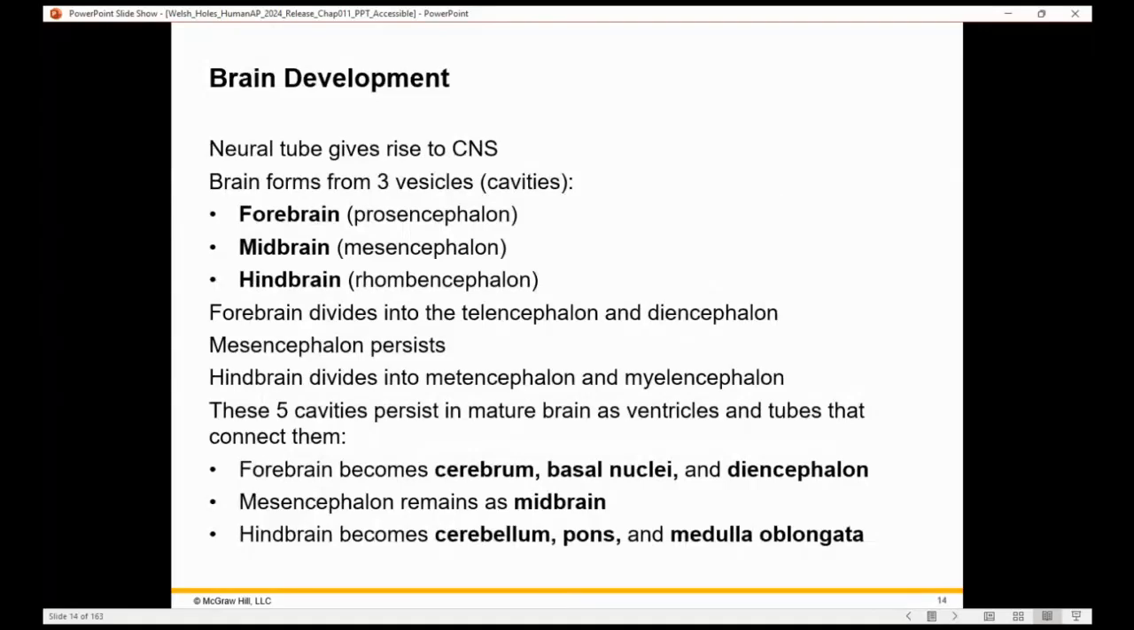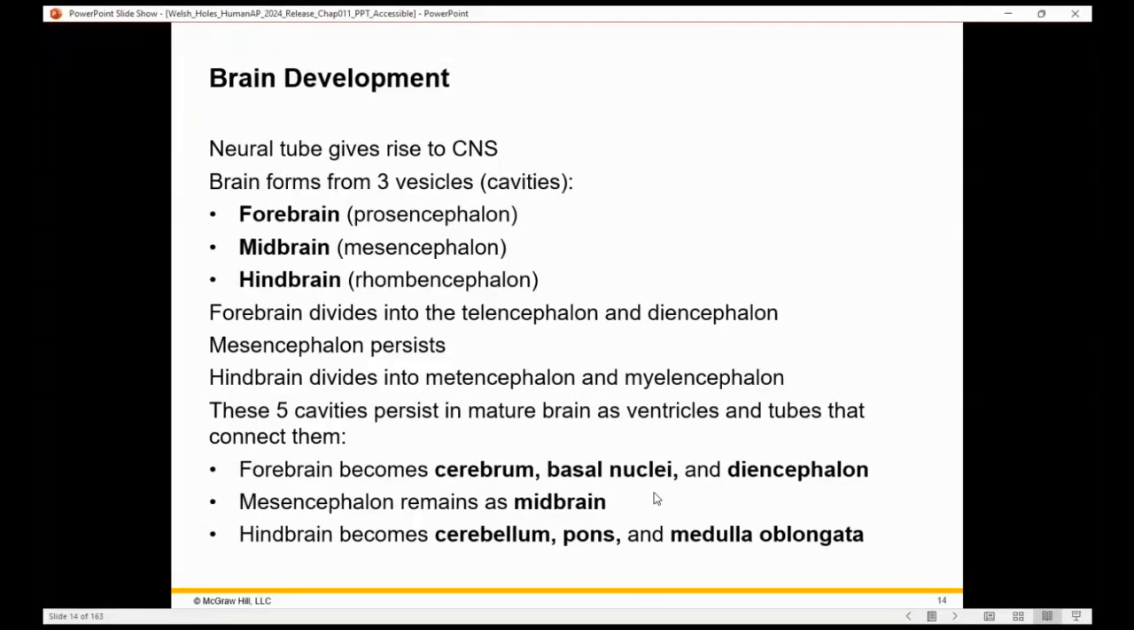So the brain starts out as a neural tube and gives rise to the central nervous system early in development. The brain forms from three vesicles or cavities. The forebrain, called the prosencephalon, the midbrain, called the mesencephalon, and the hindbrain, called the rhombencephalon. The forebrain divides into the telencephalon and diencephalon. The mesencephalon continues and persists. The hindbrain divides into the metencephalon and the myelencephalon. And then these five cavities persist in the mature brain as the ventricles and tubes that connect them.